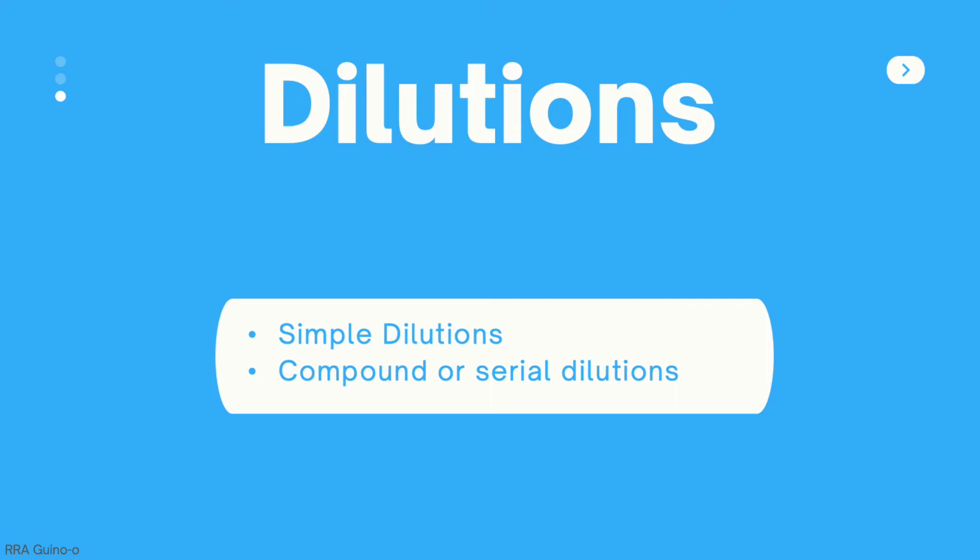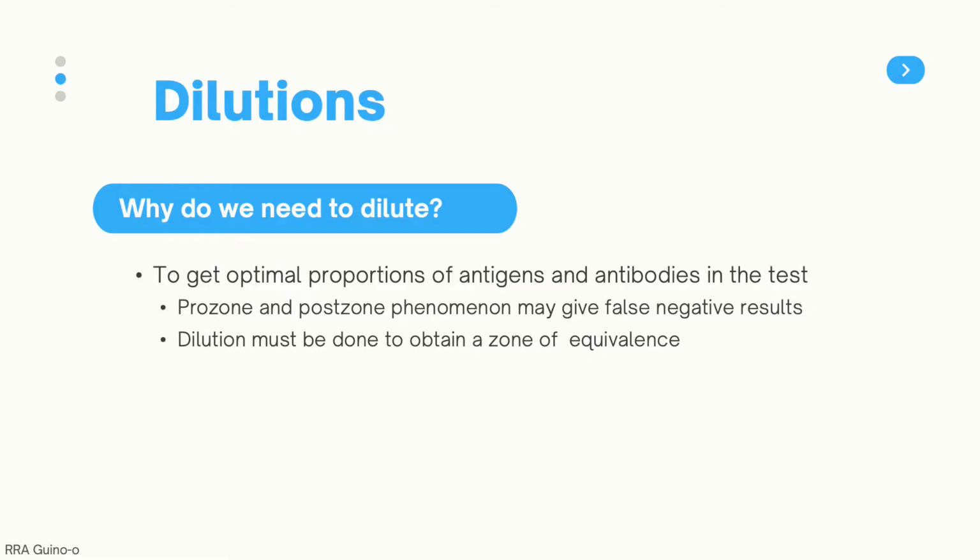Moving on to dilutions, we have 2 types. First is your simple dilution and your compound or serial dilutions. Why do we need to dilute our samples? In the Immunology and Serology section of our laboratories, we need to dilute our samples in order to achieve optimal proportions of our antigens and antibodies in our test solution.